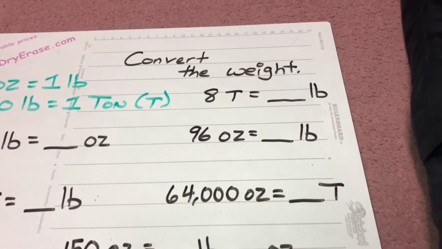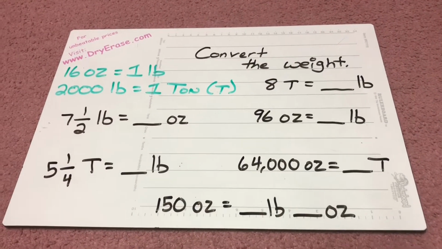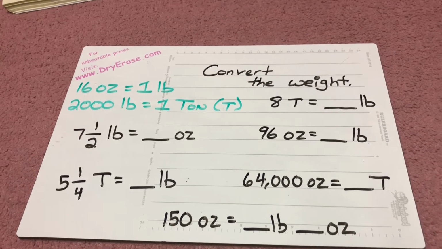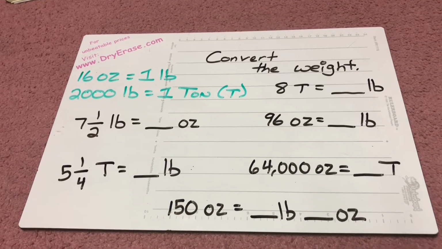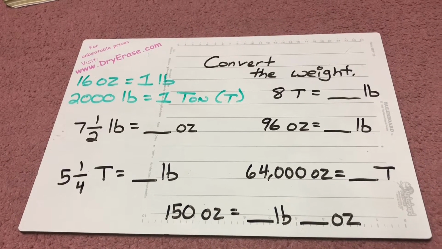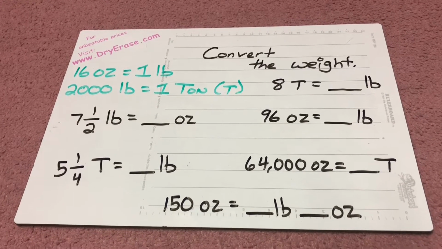Convert the weight. Now, just so you know, the rules of converting and comparing remain the same. If the measurement is getting smaller, the number gets bigger, so you're going to multiply. If the measurement gets bigger, the number is going to get smaller, so you're going to divide.